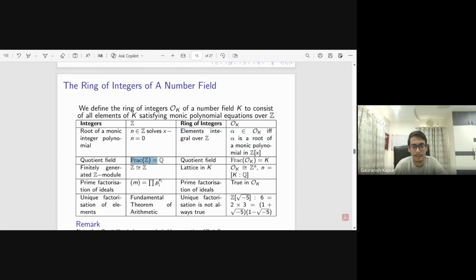The fraction field of Z is Q, the fraction field of O_K is K. Z is a finitely generated Z-module trivially, and O_K is also a finitely generated Z-module with rank equal to the degree of K over Q. And in Z, any ideal can be written as a product of prime ideals. This is also true in the ring of integers. This is not a trivial statement to prove. But unique factorization of elements also holds in Z. That is, any integer is a product of non-zero prime numbers in a unique way.